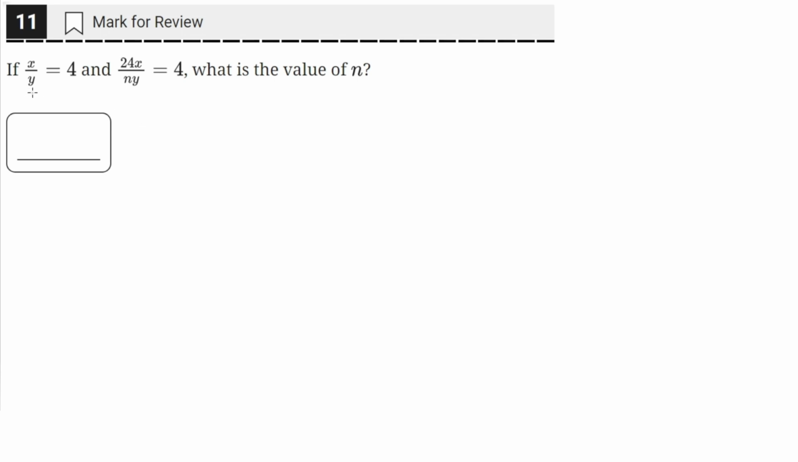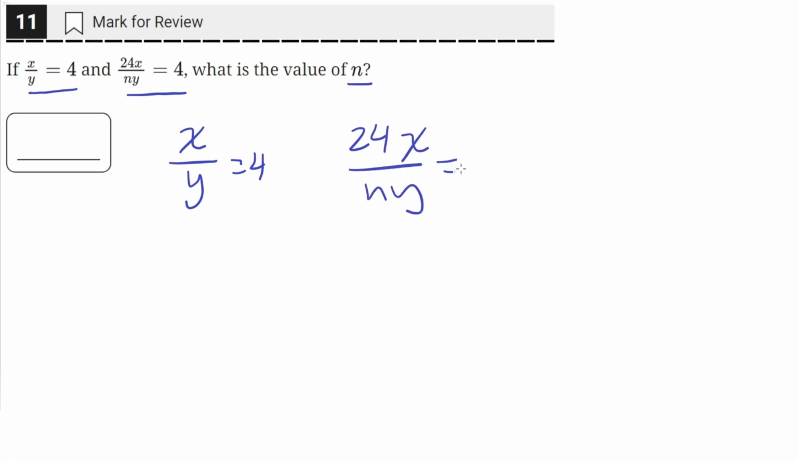If x over y equals 4, and 24 times x over n times y is equal to 4, what is the value of n? Okay, so we're given these two equations, x over y equals 4, and 24x over ny equals 4 as well. And we need to solve for the value of n.